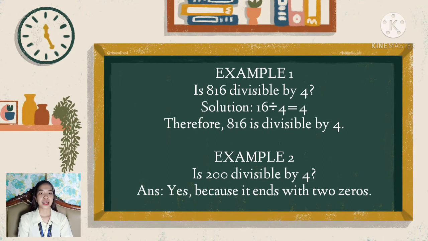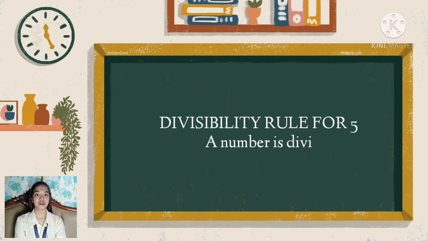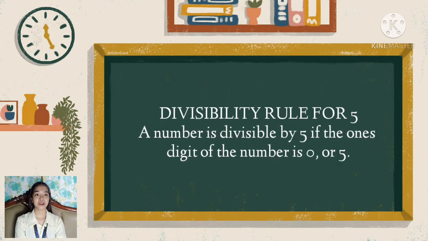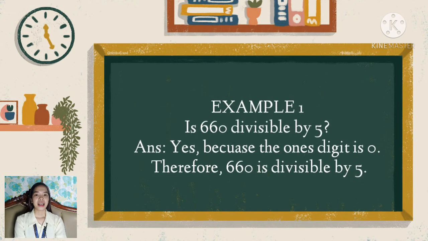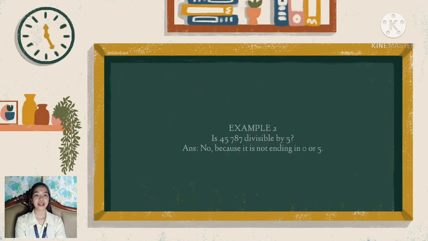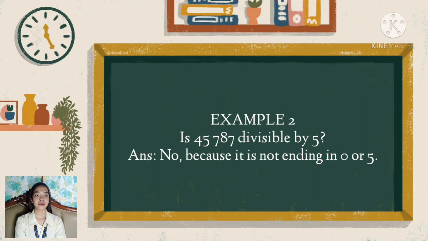Example number 2. Is 200 divisible by 4? The answer is yes, because it ends with 2 zeros. Divisibility rule for 5. A number is divisible by 5 if the ones digit of the number is 0 or 5. Example number 1. Is 660 divisible by 5? The answer is yes, because the ones digit is 0, therefore 660 is divisible by 5. Example number 2. Is 45,787 divisible by 5? The answer is no, because it is not ending in 0 or 5.